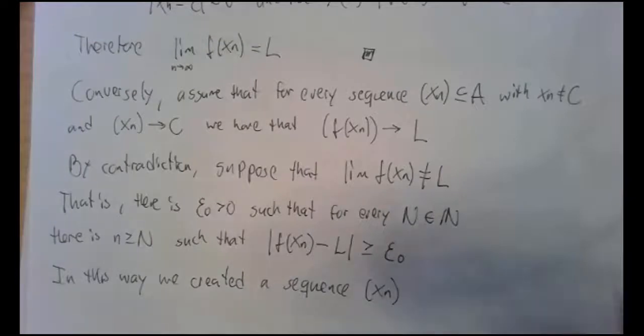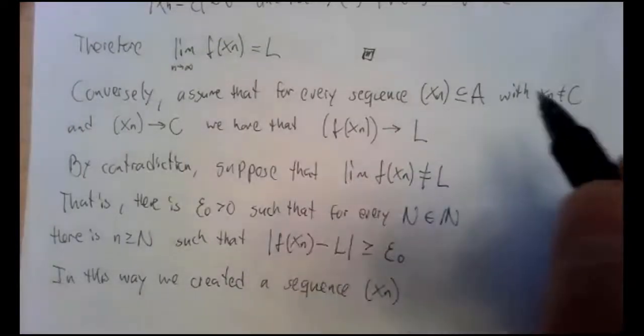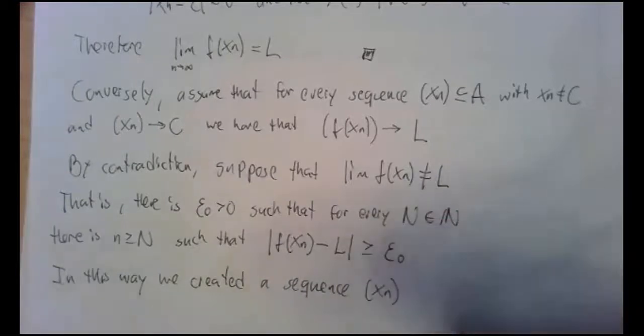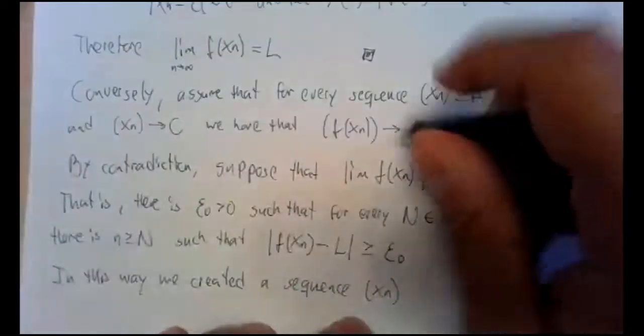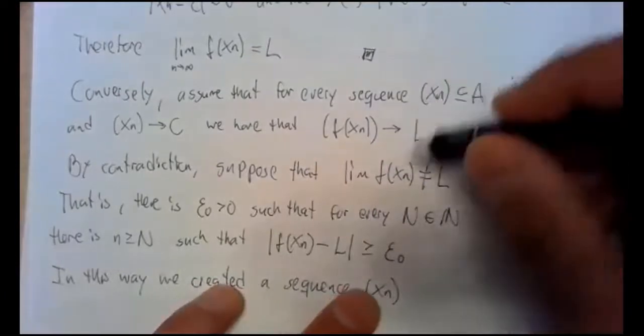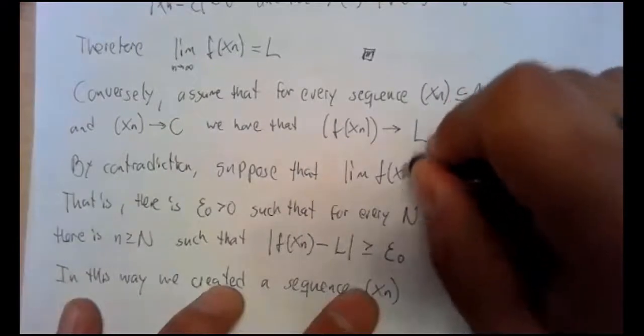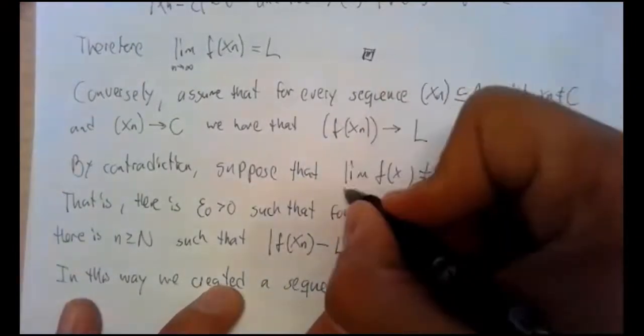All right, let me backtrack a little bit. The thing we want to contradict is that the limit of f of x is not equal to L when x approaches c. So let me correct this part. It's easy, but not as easy as what I was writing. Okay, so let's try this again.